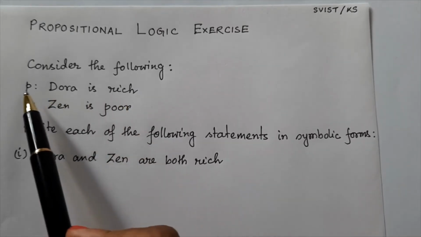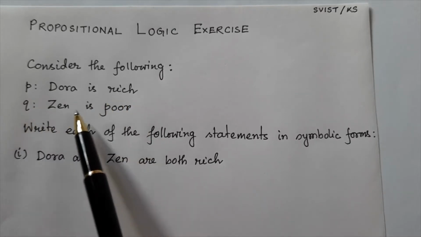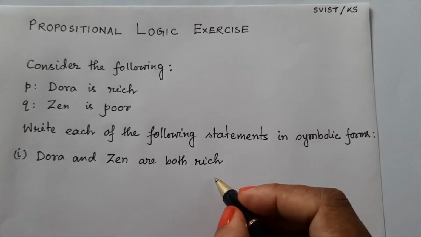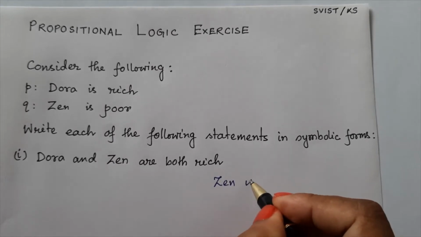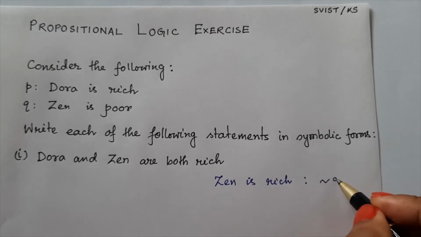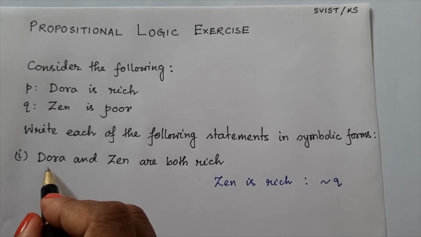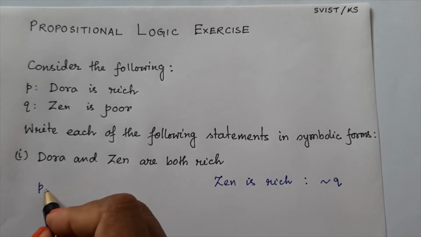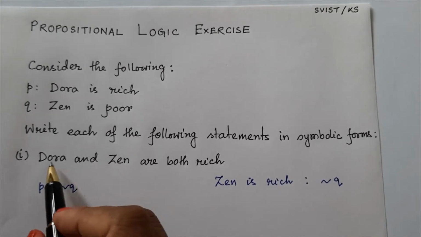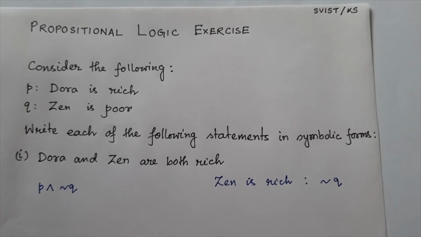Dora is rich, that is P. Jane is poor, that is Q. So for Jane is rich, the proposition is negation Q, the opposite of Q. Now Dora is rich is P and Jane is rich is negation Q. So Dora and Jane are both rich in symbolic form is P and negation Q.